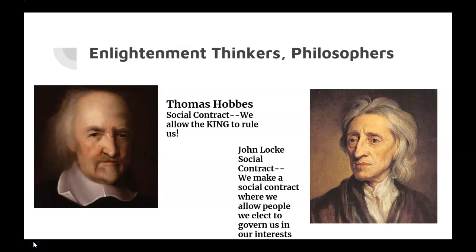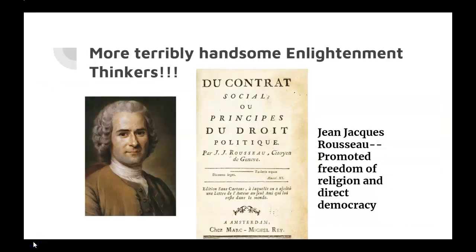And if the government failed to protect these rights, then the people had the right to overthrow it, to rebel against it. For Locke, government was legitimate only as long as the people continued to consent to it. The next influencer or Enlightenment thinker we're going to look at is Swiss political theorist Jean-Jacques Rousseau.